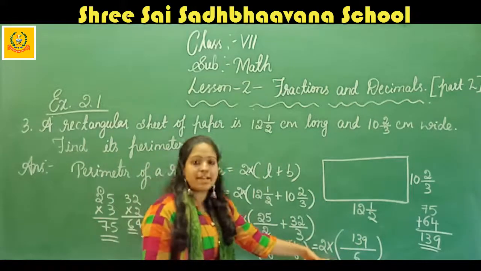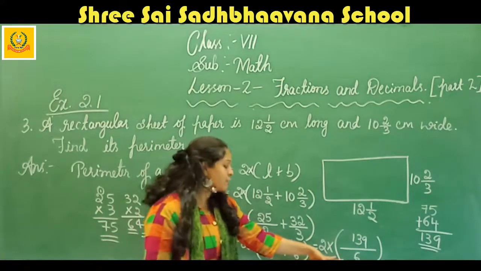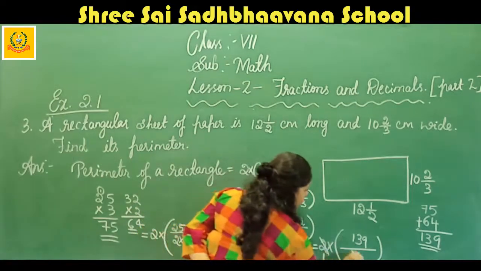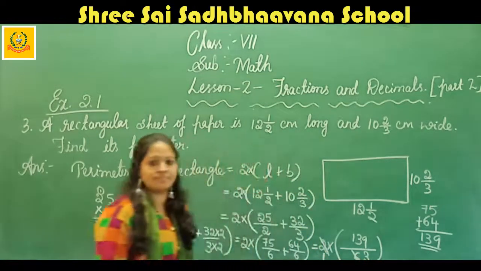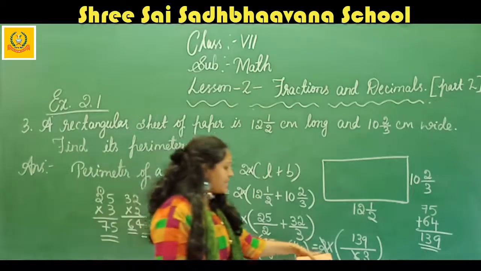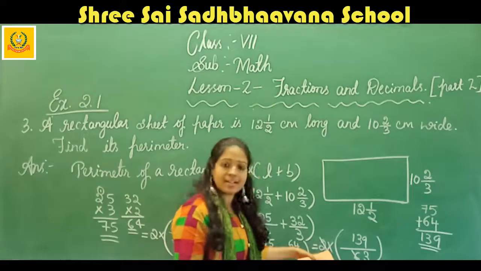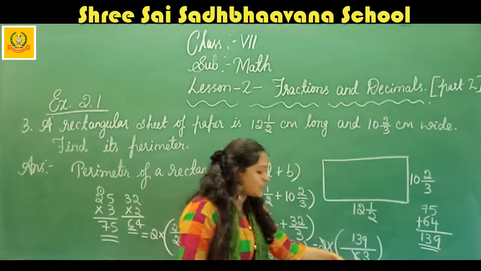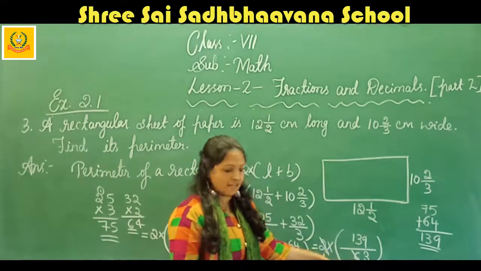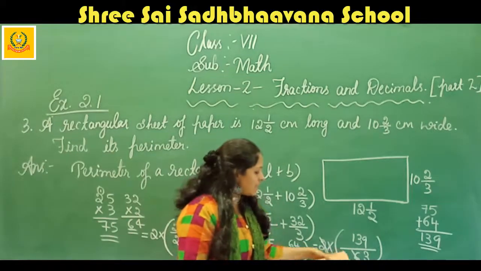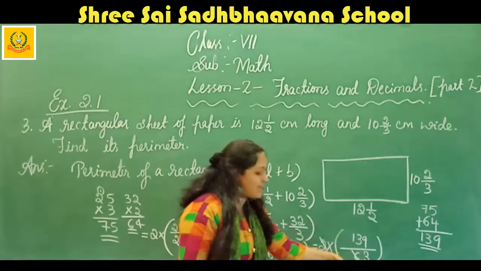We have to divide by 2 here. For that, I will show you one easy method. We can strike out this 2. 2 ones are, 2 threes are. Understood what I did? I used the shortcut method. I have striked out 2 here. 2 ones are and 2 threes are 6. So I divided there itself. Now I got 139 by 3.